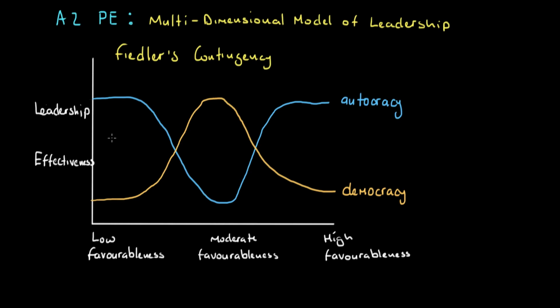And really what I said in my last video, and we can see it on this graphic illustration here, is that if the situation is low favorableness, we see that the blue line, autocracy, is more effective. So we use an autocratic method if the situation is low favorableness. If the situation is moderate favorableness, we'll see that autocracy effectiveness declines and democracy will work better. That's the higher peak. But as the situation becomes highly favorable, then autocracy returns to being more relevant, more important.